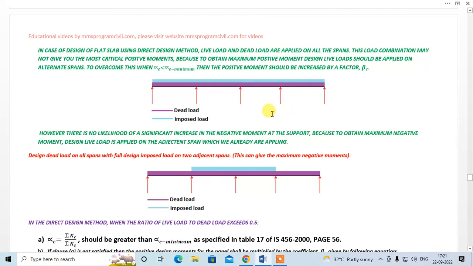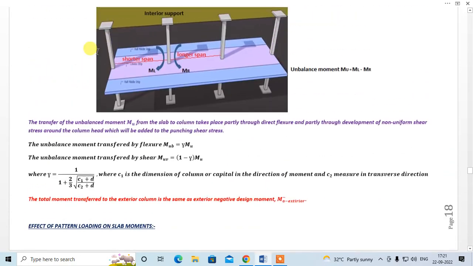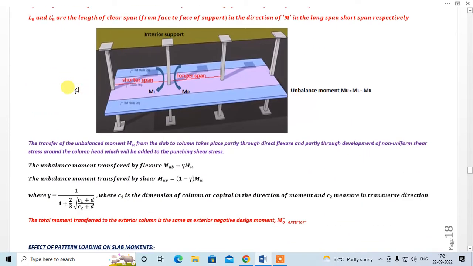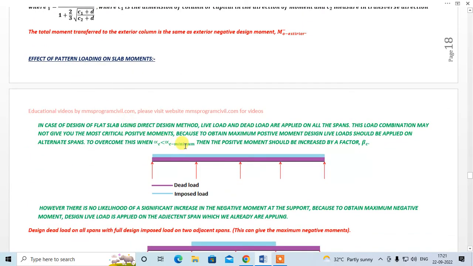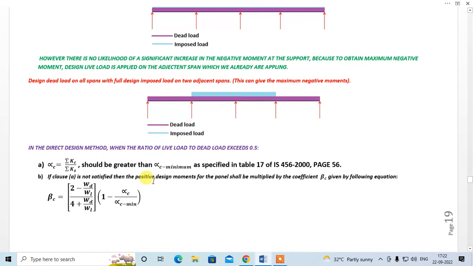So to overcome this, code has given us a suggestion that when your alpha c, okay, this is alpha c, right? When your alpha c is found to be less than alpha c minimum, okay, then you have to find a factor beta c, which has to be multiplied with the positive moment for the considered panel, right? So this is the formula for finding beta c. Okay, this is given in the code, right?